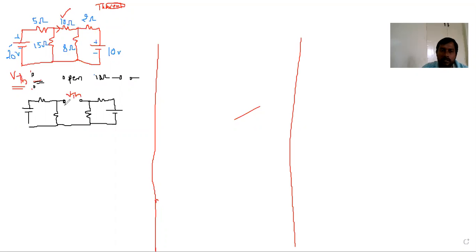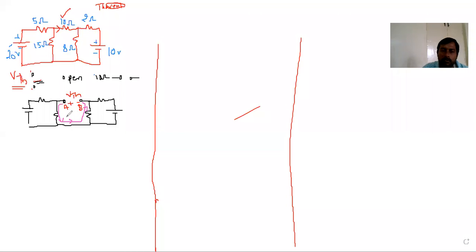So this is the terminal. Let us take A, and this is B, or positive or negative, whatever you take. Now, as I discussed earlier, we should take a path from A to B, a direction, nothing but one path.